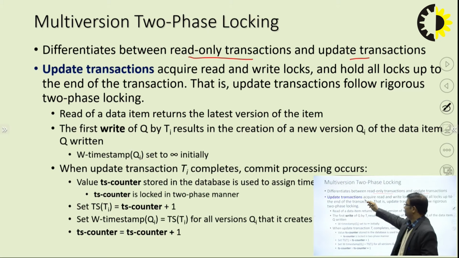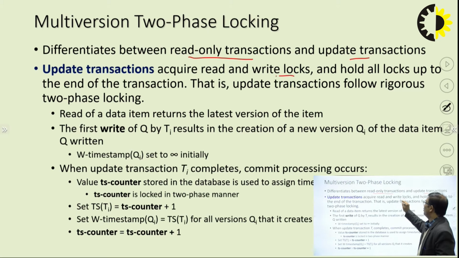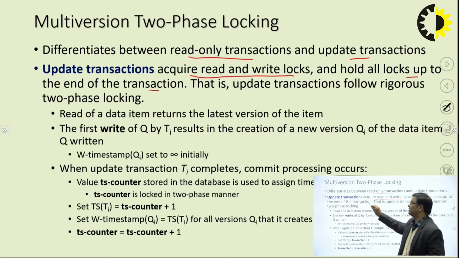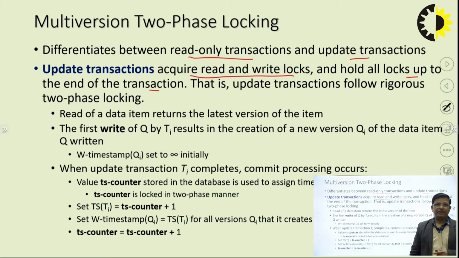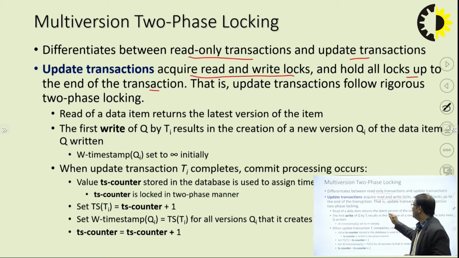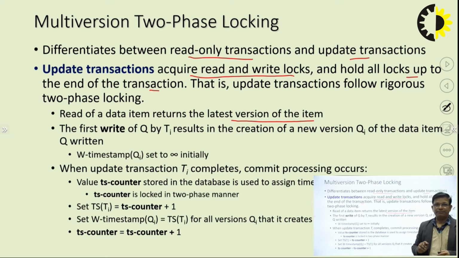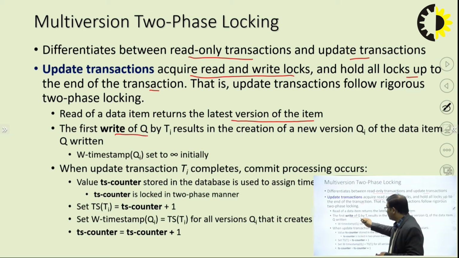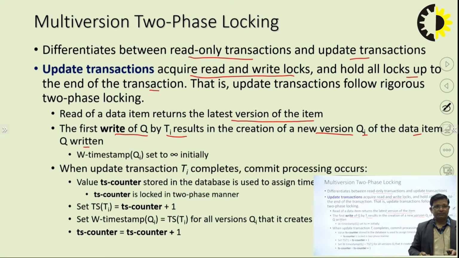Update transactions acquire both read and write locks, and hold the locks up to the end of the transaction, up to the commit of the transaction. That is, update transactions follow these two conditions. The one is: a read of a data item returns the latest version of the item, not the previous one. If the first write of Q by Ti occurs, then a new version of item Q is written. Read the latest version of Q.